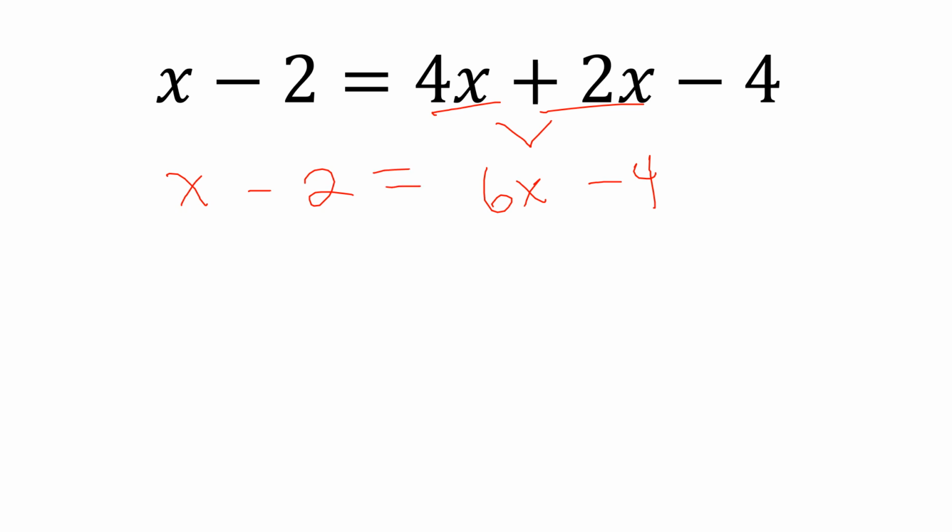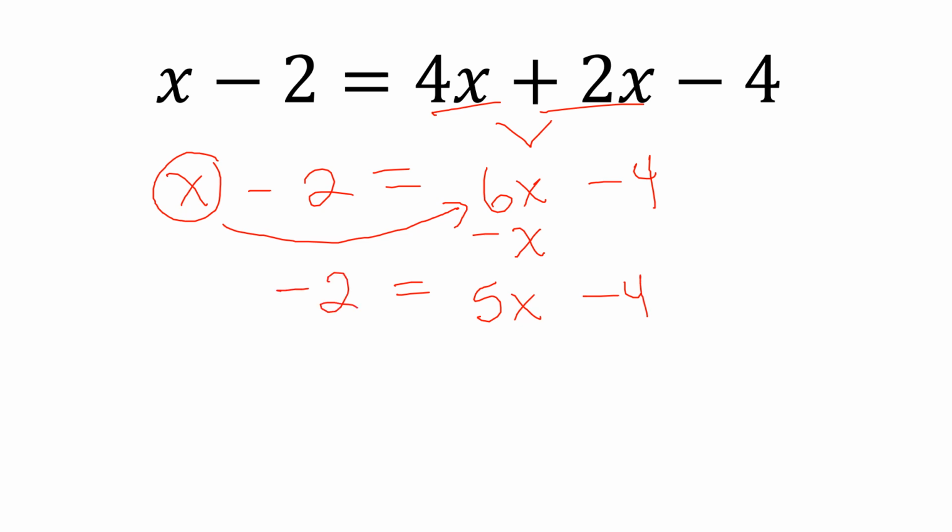Now I want to move the smaller variable term into the room with the larger variable term. So to move a positive x, I'm going to subtract x. So that means now 6x minus x is 5x minus 4. I still have a negative 2 in the left room.